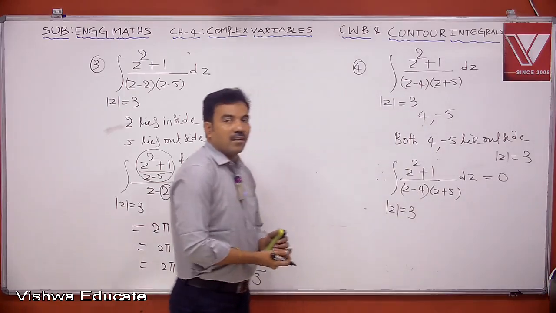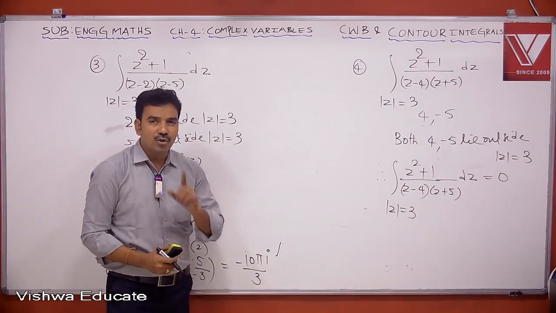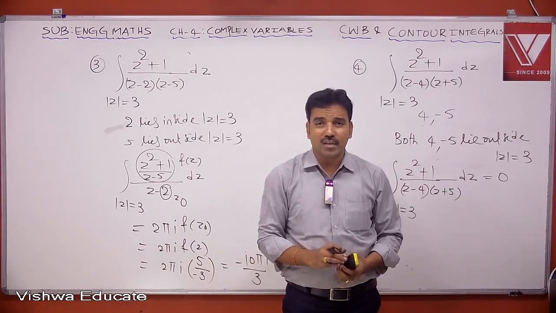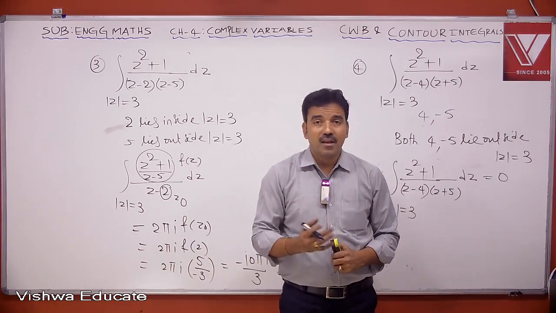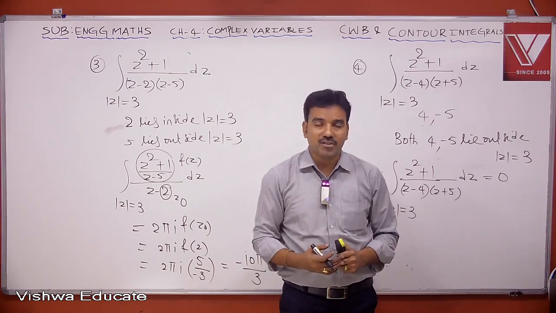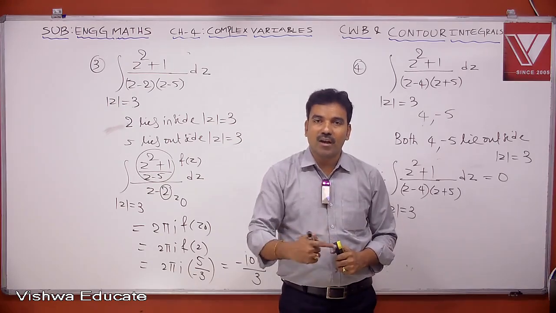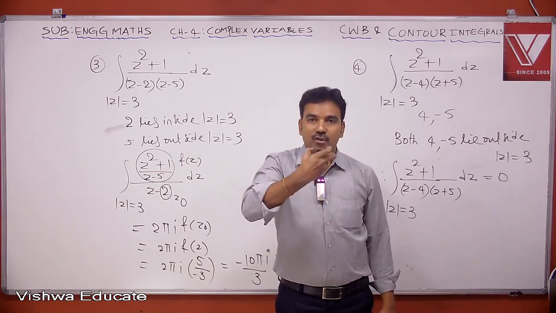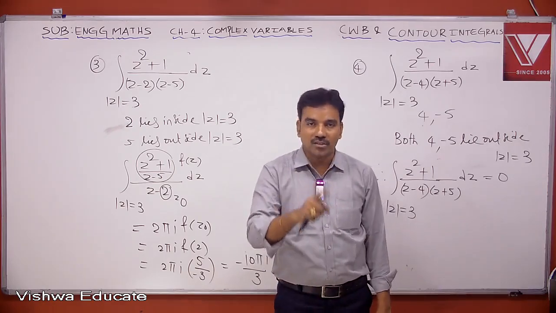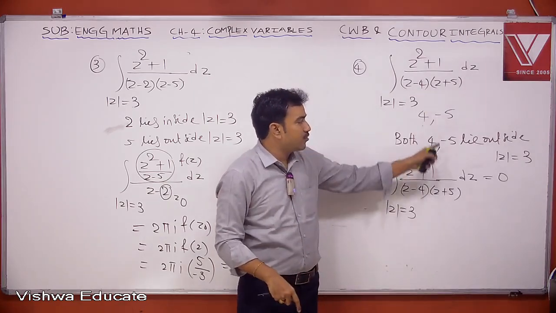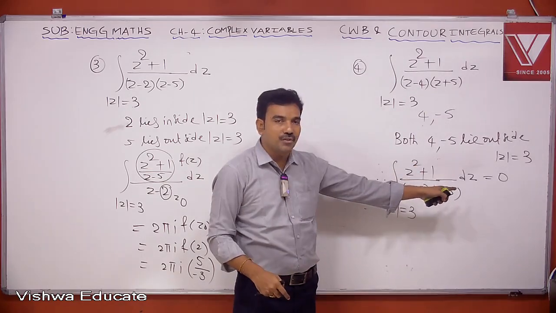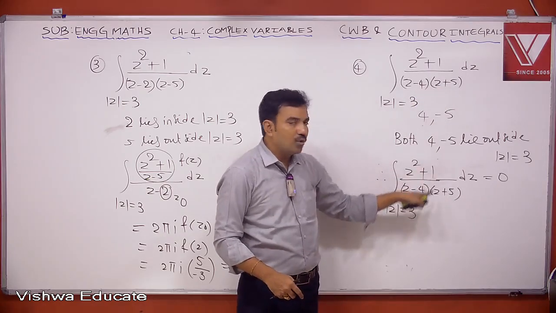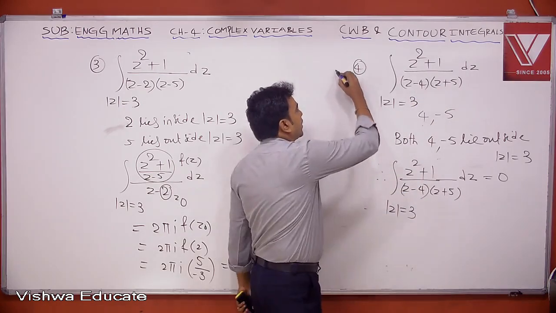So when you look at the last 3 examples, follow one strategy. When both z naughts belong to the circle, go for partial fraction expansion and apply Cauchy's integral formula twice. When one lies inside and one lies outside, distribute the point which is lying outside to the numerator and apply the integral formula once. If all points lie outside the circle, the value becomes 0. In this case, 4 and minus 5 lie outside the circle, so its integral is 0. Write this as example 4.